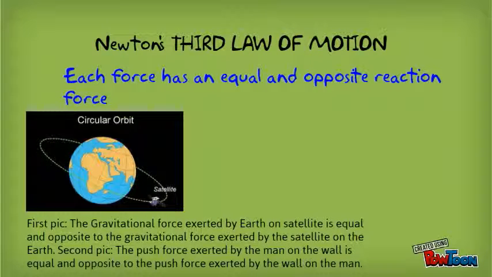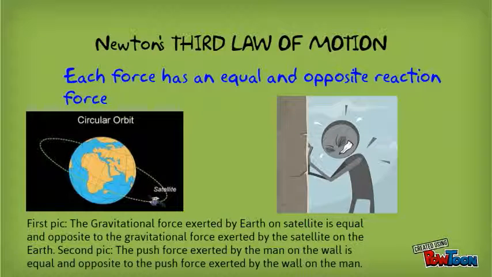In the first picture, the gravitational force exerted by the Earth on the satellite is equal and opposite to the gravitational force exerted by the satellite on the Earth. In the second picture, the push force exerted by the man on the wall is equal and opposite to the push force exerted by the wall on the man.